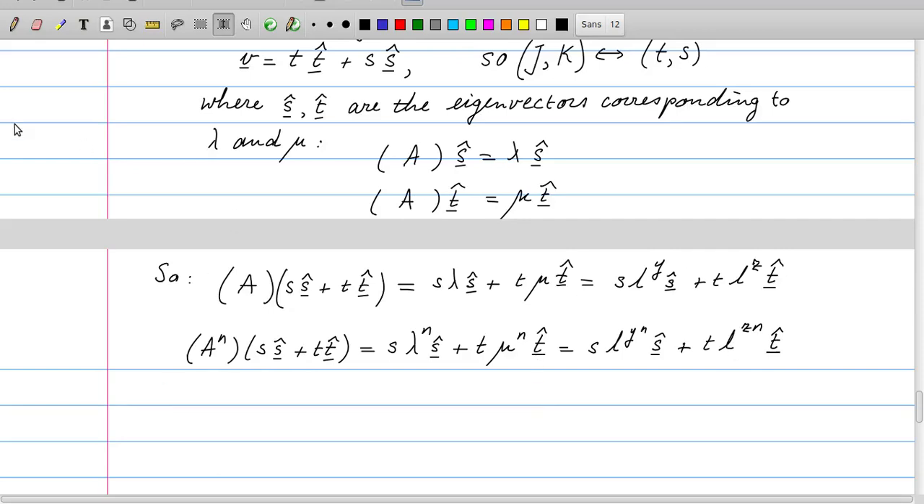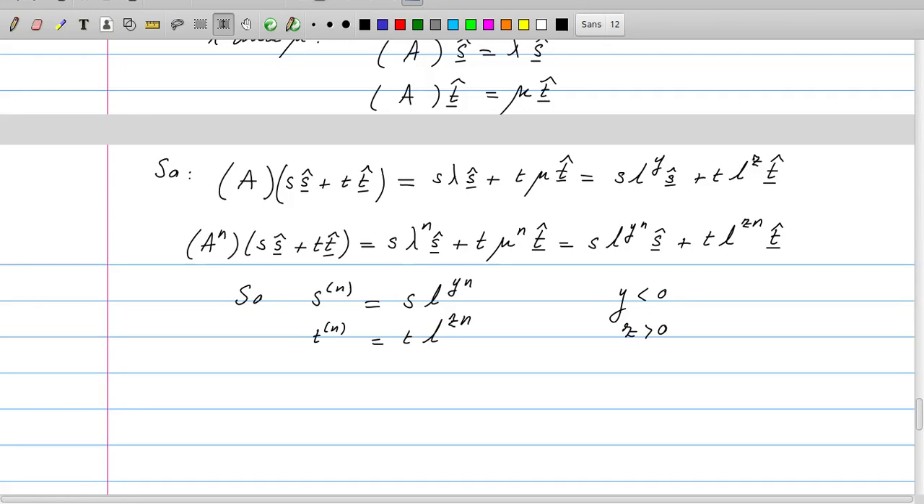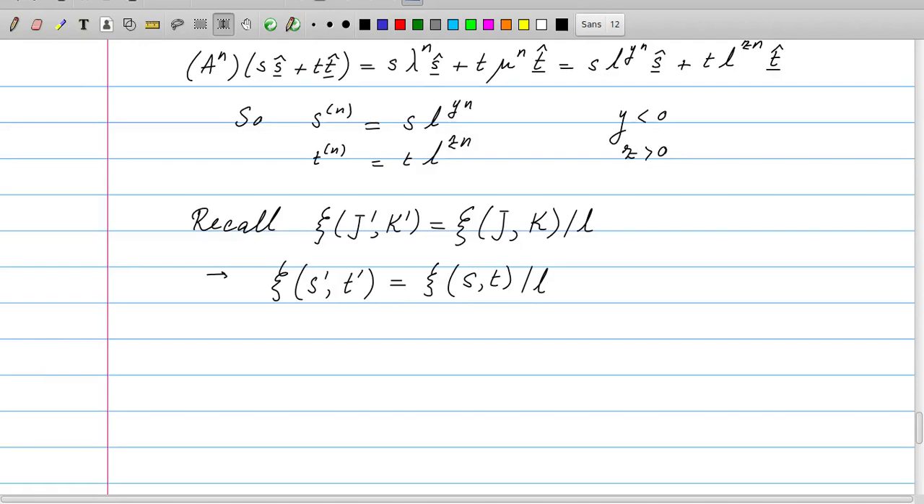And so we can conclude that the coefficient of S after n transformations is given by the original S times L to the power yn, and the same for T. After n transformations, the coefficient T moves over to T times L to the power Z times n. Recall that we had derived the following property for the xi's under renormalization.